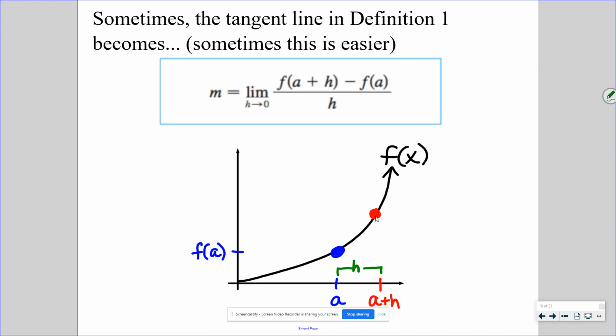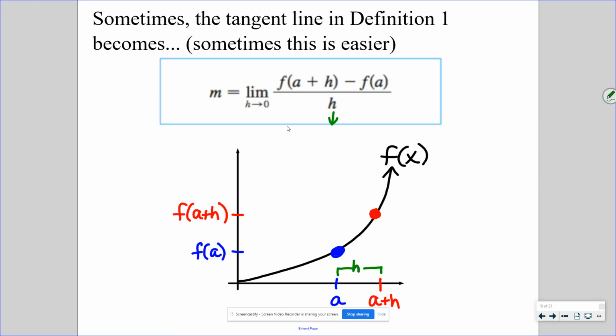If this x value is called A plus H, then the y value would be f of A plus H. Now, the limit definition is still going to have a fraction set up. On the top you have f of A plus H minus f of A. Well, that's just the y value minus the y value, so everything seems kosher there. The denominator, though, only has an H.